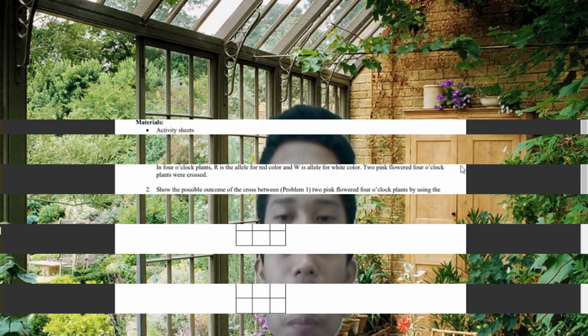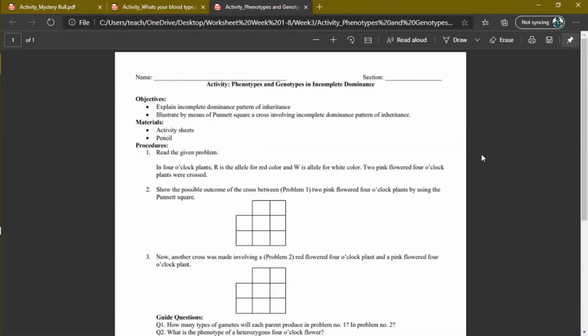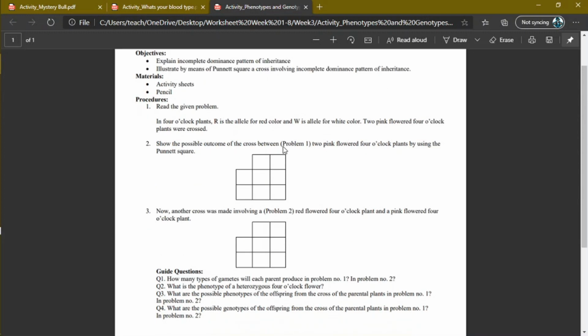But before we proceed with our discussion today, I will discuss first what you are going to accomplish this week. So this is the worksheet that you are going to submit to me at the end of this week. After watching part 1 of that video, you are going to answer this activity entitled Phenotypes and Genotypes in Incomplete Dominance. So this is the worksheet.